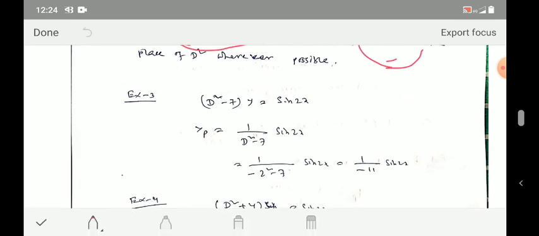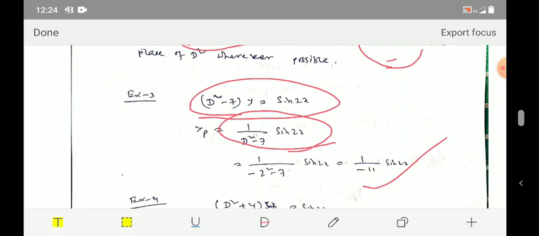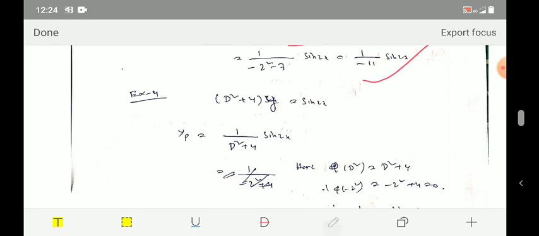First I am considering this example. This is a very simple example. Here y_p equals 1 by D square minus 7 sin 2x. Here if I replace D square by minus 2 square, then the y_p is obtained. This is very simple. I am going to the next problem.